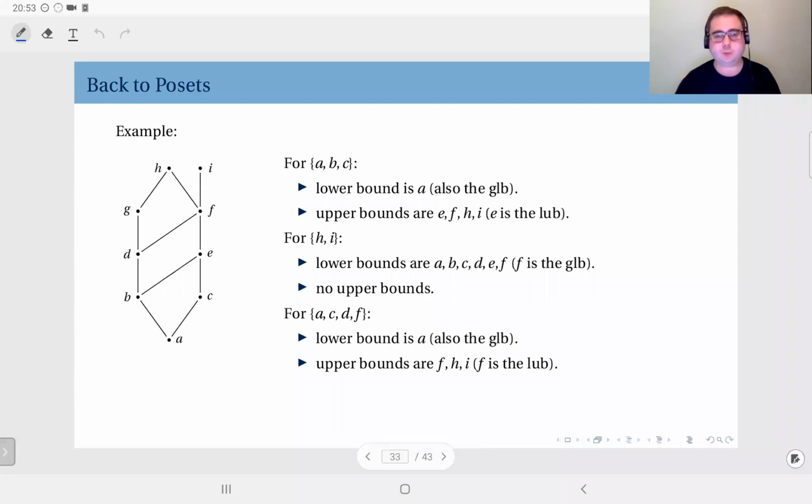Here's an example. We can talk about the maximal elements, the greatest elements, etc. Here we have a poset given with the Hasse diagram. And of course, we see that A is a minimal element and H and I are maximal elements. This is clear. But for instance, A is the least element, but neither H nor I are the greatest elements because they themselves are incomparable.